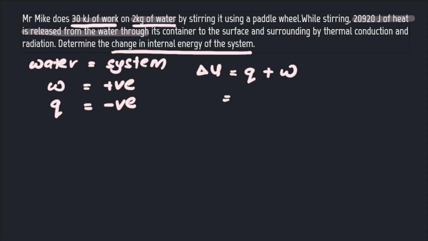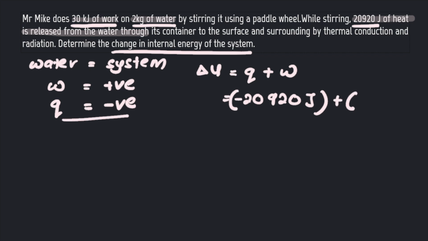From the question, you were given the values. So Q is the heat. So your Q is 20,920 joule. But Q is negative, so you need to put negative there. Plus your W, which is the work, is 30 kilojoule. Right. So you need to understand here, this one is in joule and this one is in kilojoule. Therefore, you need to convert this one into joule.